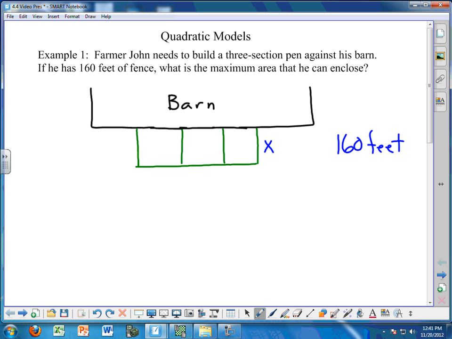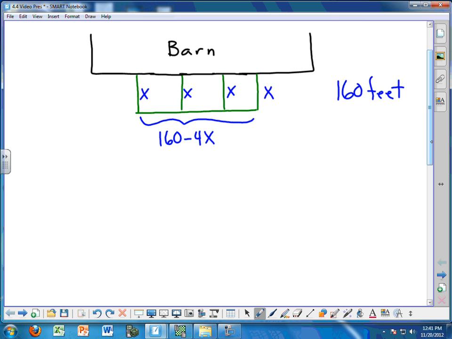So as we label X for the length of one of those partitions, we notice we end up with 4 of those X's, 2 for the outsides and 2 for the partition breaks there. And then we have the length of this base, which will be, if the whole length is 160 feet, 160 minus the 4 X's that were used for those sides. Writing an area function for this is not going to be that hard because it's a rectangle.